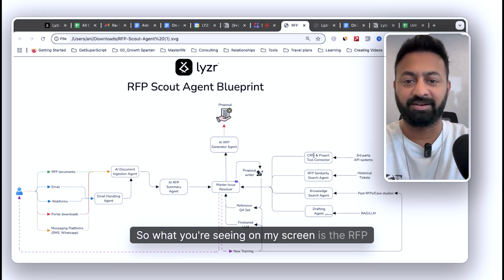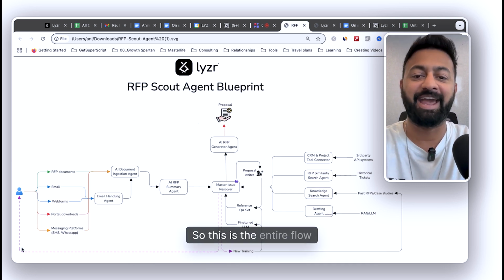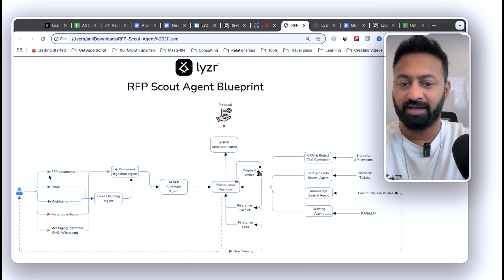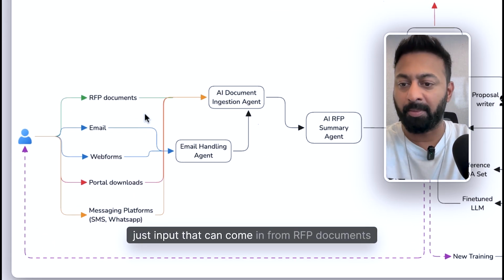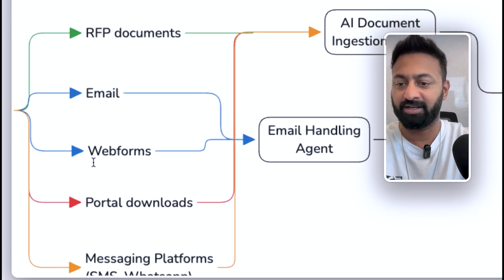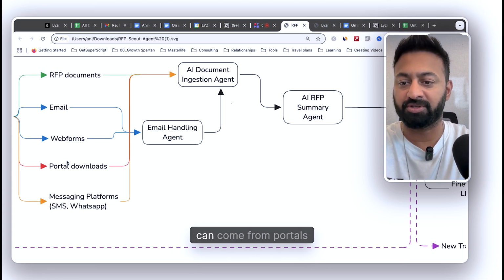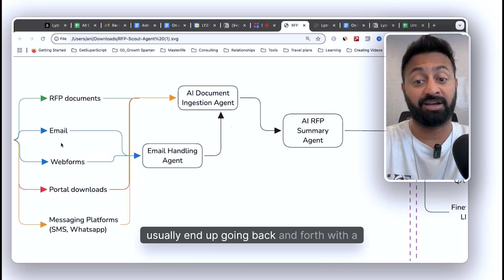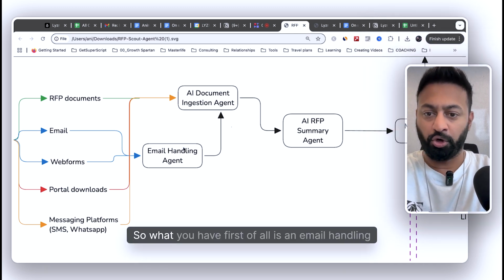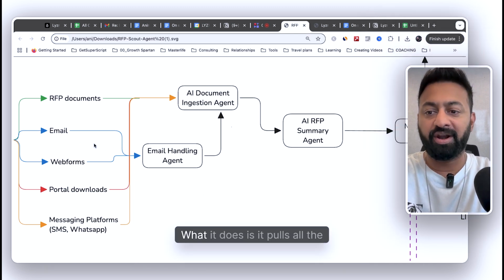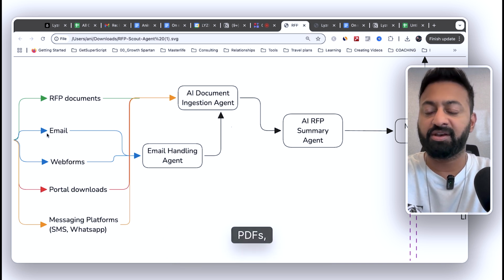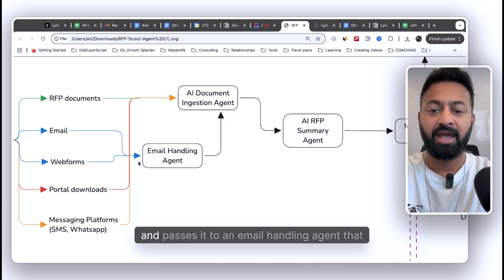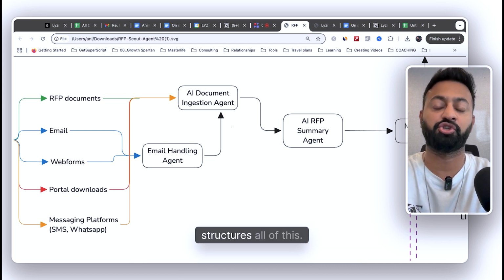So what you're seeing on my screen is the RFP Scout Agent. This is the entire flow end to end. And what you'll see here is I have on the left just input that can come in from RFP documents from different places. So it can come from email, web forms, portals, and messaging. If I have to create an RFP, I usually end up going back and forth with a customer or a potential customer. So first of all, you have an email handling agent. What it does is it pulls all the PDFs, different information, maybe different metadata that's available in these places and passes it to an email handling agent that structures all of this.